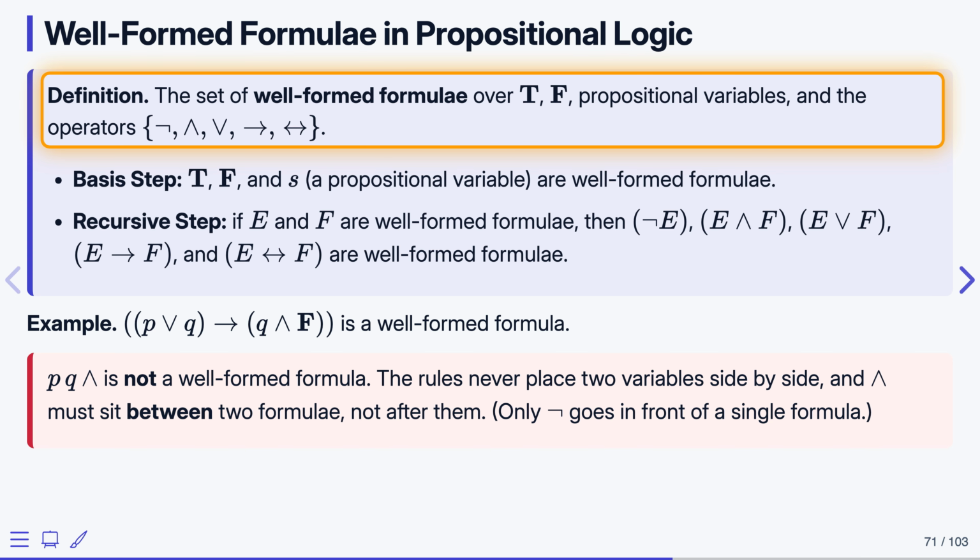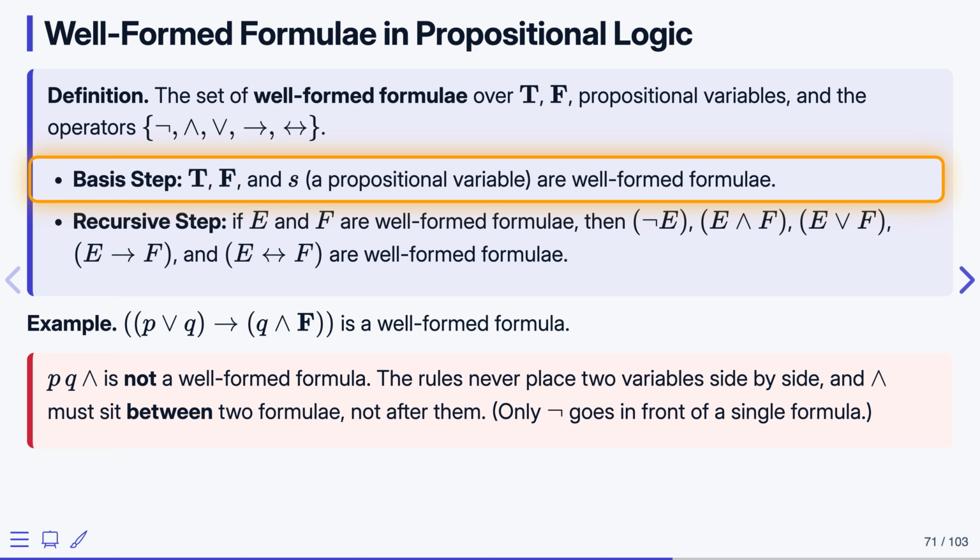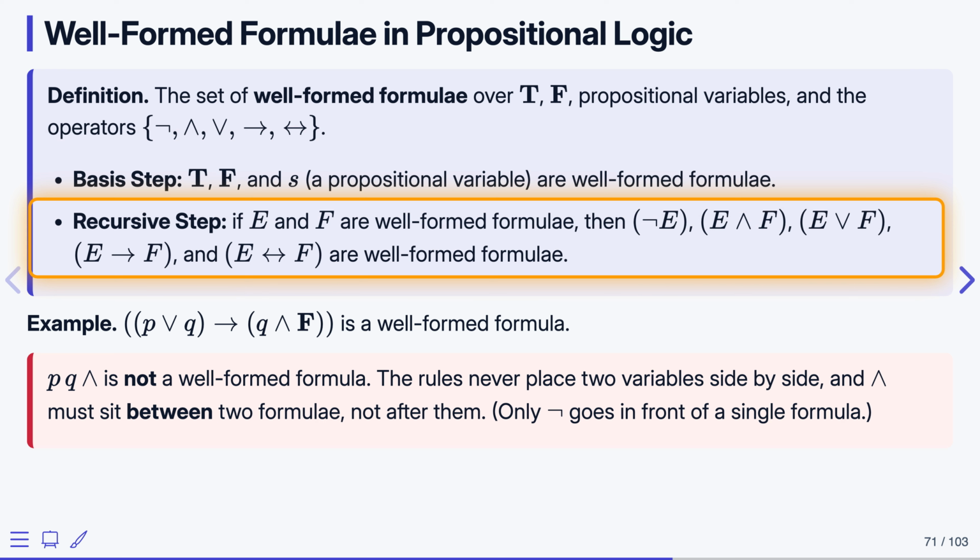Last, we define well-formed formulae in logic. The basis says three things are formulae on their own: true, false, and any single variable s. The recursive step combines two formulae E and F. You may negate E, or join E and F with and, with or, with if, then, or with if and only if, always inside parentheses.